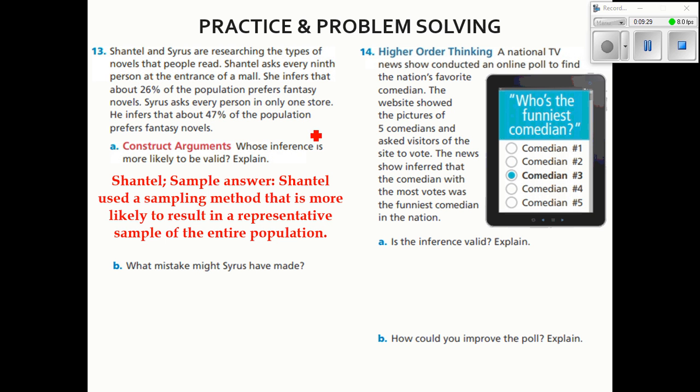And what if that store, since they're talking about fantasy novels, was a game store? And those particular people really like gaming. They're going to get into fantasy type of things. Let's go to letter B. What mistake might Cyrus have made?